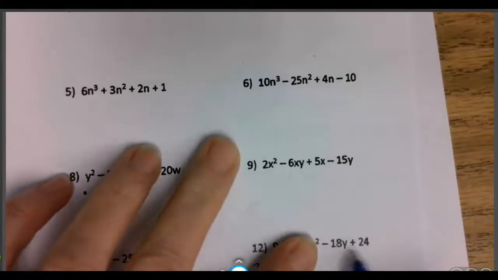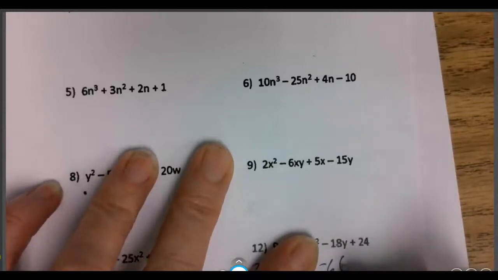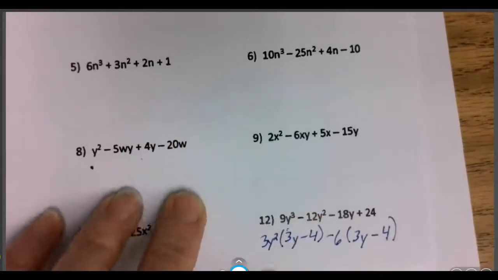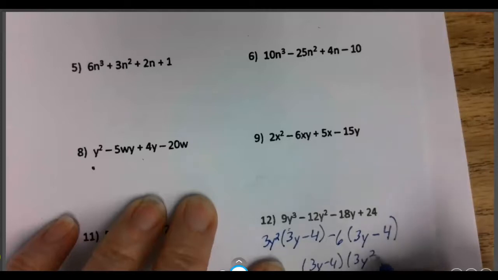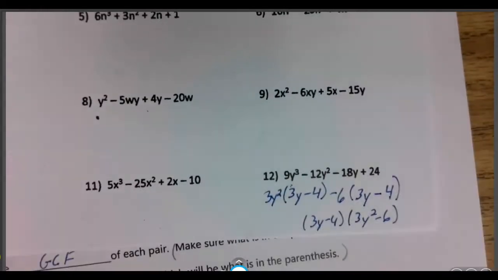Okay? Here, third term is a negative. Take out a negative. They both are divisible by 6. So I get, dividing by 6, negative 6, I get a 3y minus 4. And notice what is in parentheses is the same. What do I have left? 3y squared minus 6. We're just going to leave it like that for now. This one can be factored a little further, but we'll worry about that later on.